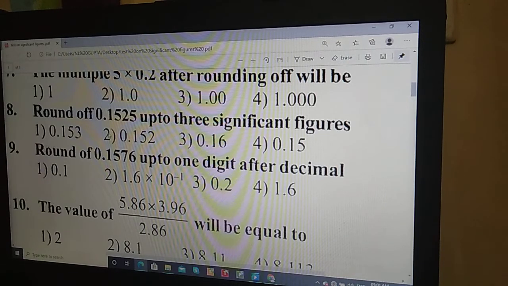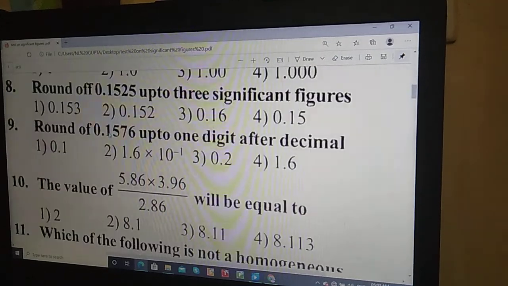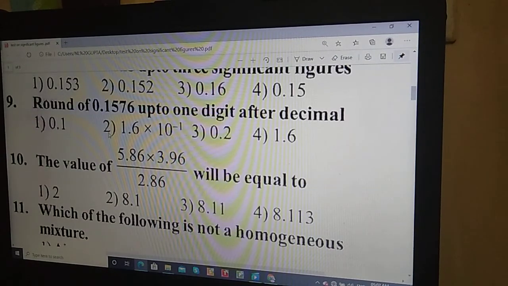Now question number 10, student. They have given some values. Okay, so they are asking what it will be equal to. They have given 5.86 into 3.96 divided by 2.86. Okay, now they are saying it will be equal to what, student? Let us see the answers, student, how much is coming.